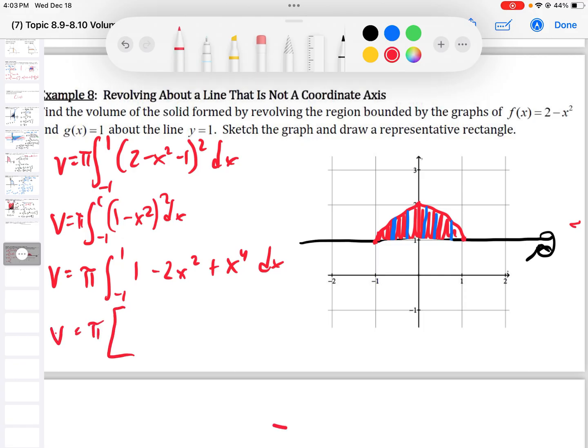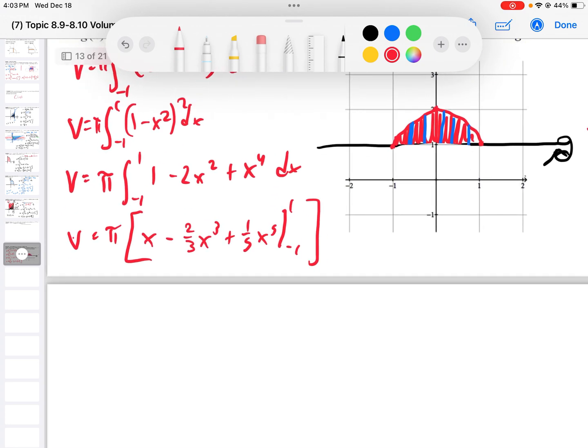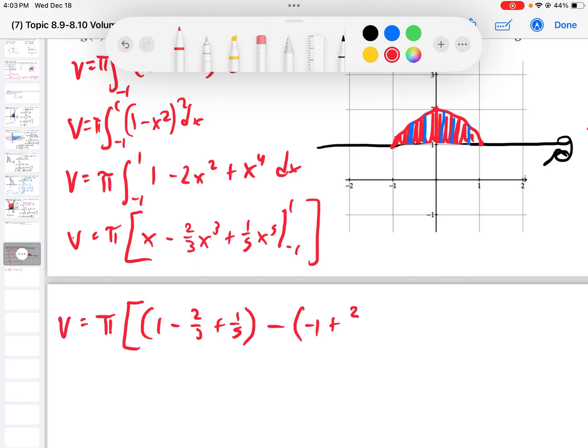Find the antiderivative. It would be what? X minus 2/3 x cubed plus 1/5 x to the 5th, evaluated from -1 to 1. So this is the first time we have to actually plug in both limits of integration. We can't just plug in 0 and get away with it. So be careful. I'm going to get 1 minus 2/3 plus 1/5 minus whatever I get when I plug in -1. So it'd be -1 plus 2/3 minus 1/5.